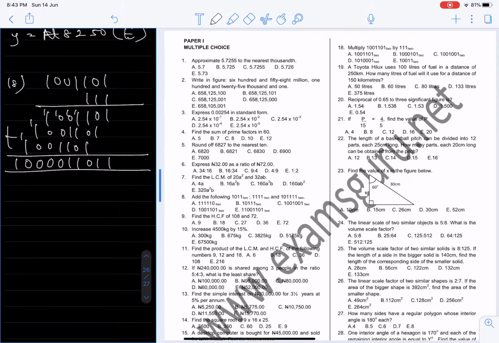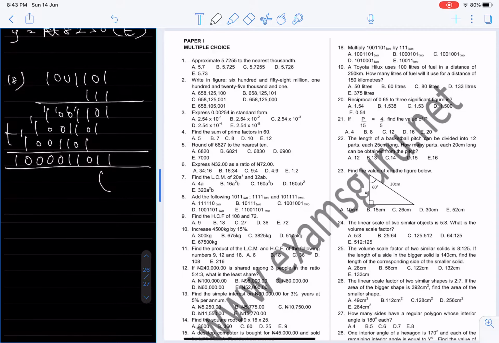And the answer is 1, 0, 1, 1, 0, 1, 1, 0, 0, 0, 0 base 2, that is 1 and then 4 zeros. Let's see, do we have the answer here among the options for number 18? I don't think the answer is here. The answer to this is not amongst the options. So that's the answer, base 2.